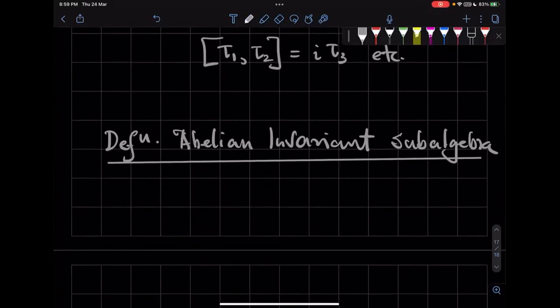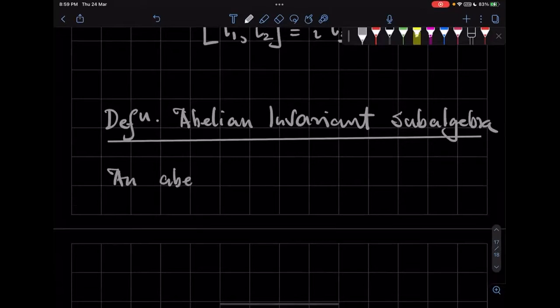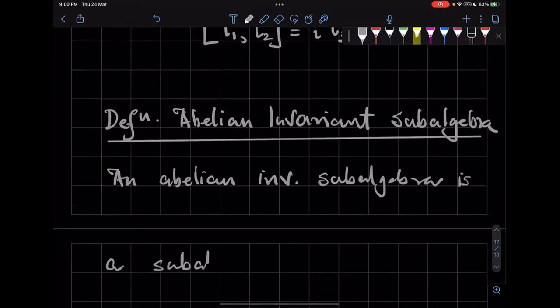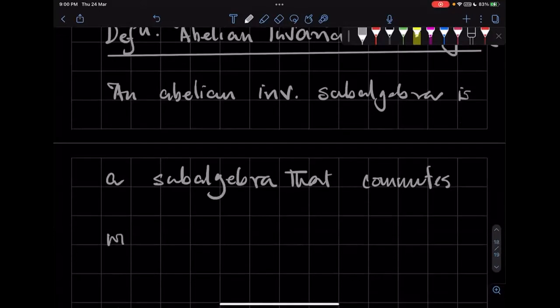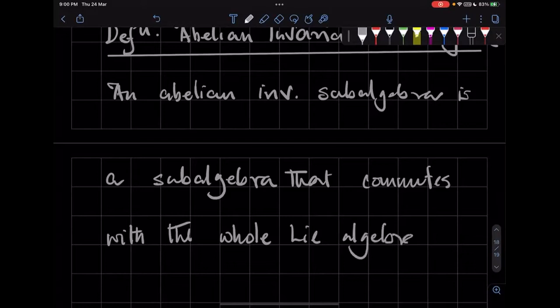So an abelian invariant subalgebra is a subalgebra that commutes with the whole Lie algebra. Okay, and that would be an abelian. So can you think of an example of an abelian invariant subalgebra?